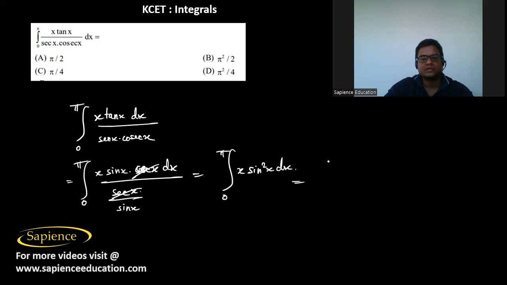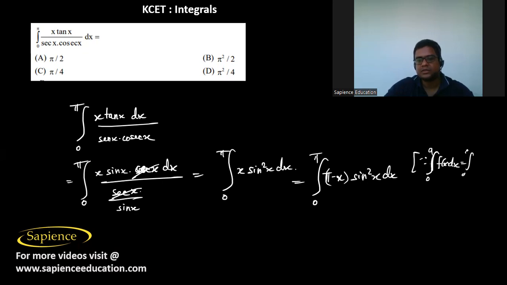So then we can also write this as integral 0 to pi, pi minus x into sine of pi minus x, which is sin x only. So this is sin square x dx. Since we know that integral 0 to a f of x dx is equal to integral 0 to a f of a minus x dx.